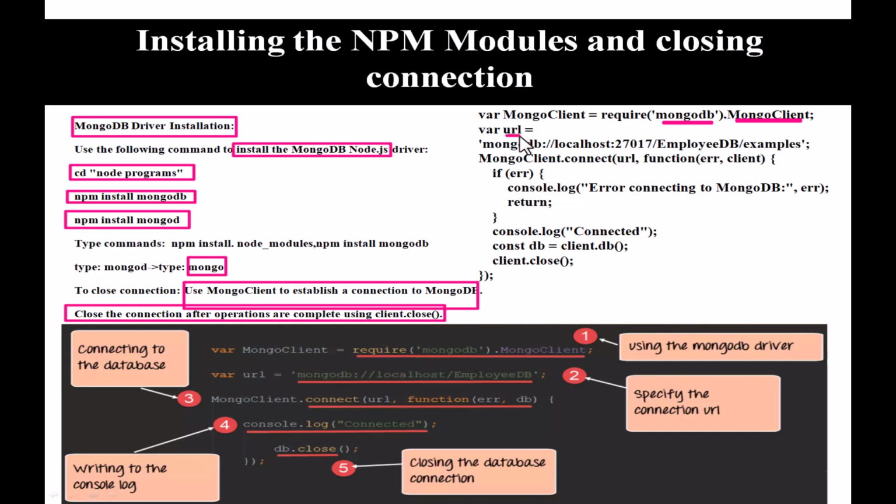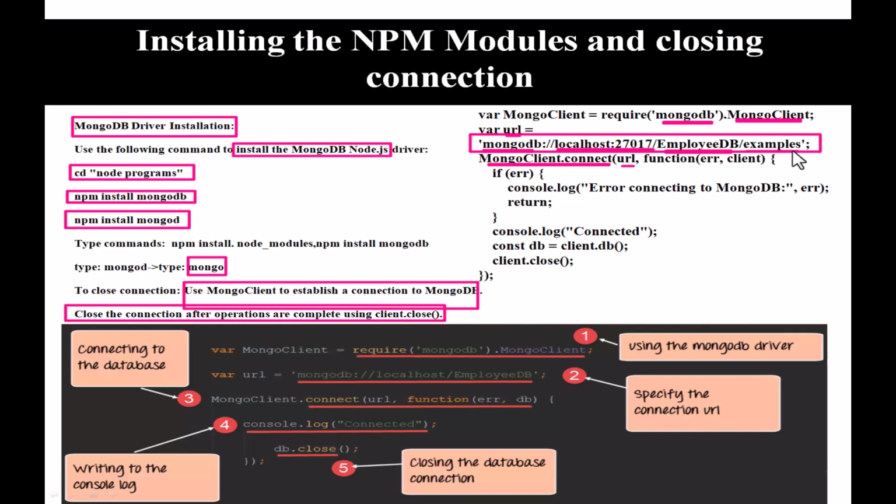Now the URL. What is a URL? Uniform resource locator. mongodb://localhost:27017, where 27017 is the port given by default by MongoDB. Now slash separates the name of the database: employeeDB is the name of the database, slash examples, where examples is the name of the collection which we have given. Next, MongoClient.connect with the URL. The URL is mongodb://localhost:27017.